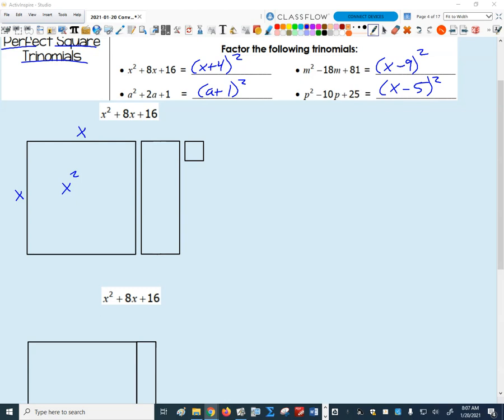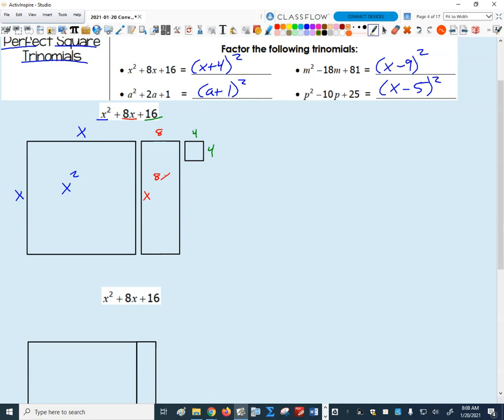So this corresponds to the first term in the trinomial. The 8x, well, we already said that dimension is x, so let's call that 8. Then that area is 8x. And then this one would just be 4 by 4, so it's half of that width. Okay, and we can take those 3 pieces and add them together to get this area.